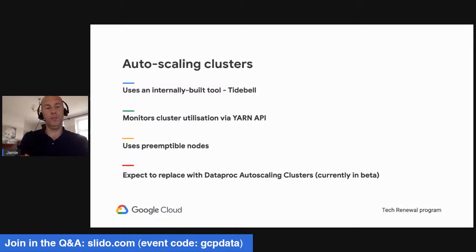And typically the workloads that we run on these Dataproc clusters are fairly resilient to nodes being preempted. So if a node is to disappear, as it were, we find our workloads can handle that quite well, and it does result in a huge cost saving for us. As I said, we do expect to replace Tidebell with Dataproc's built-in autoscaler sometime in the future.